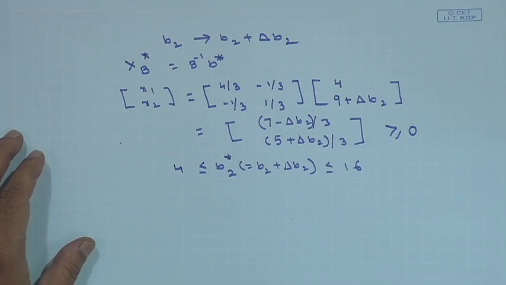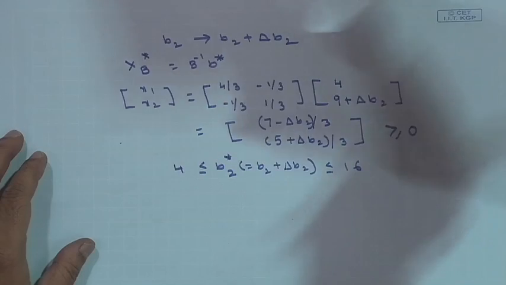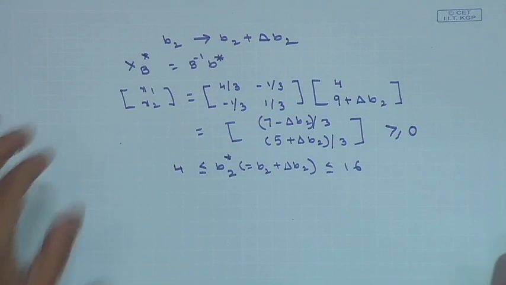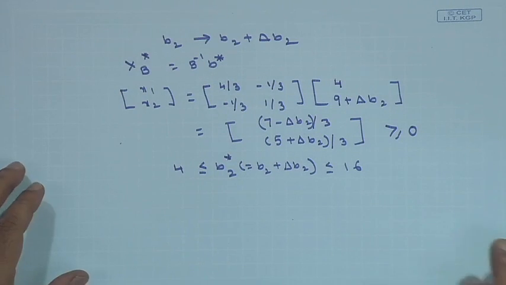So, this way, whenever I have the original problem, I can see how much deviation can be given so that the optimal solution will remain the same. I do not have to calculate it again and find out the optimal solution.